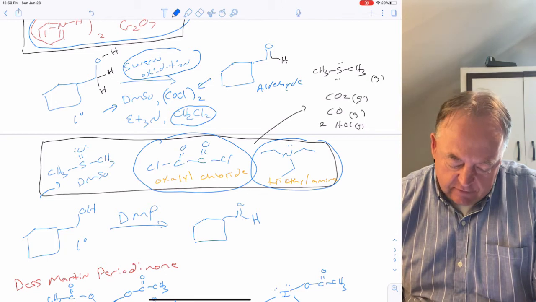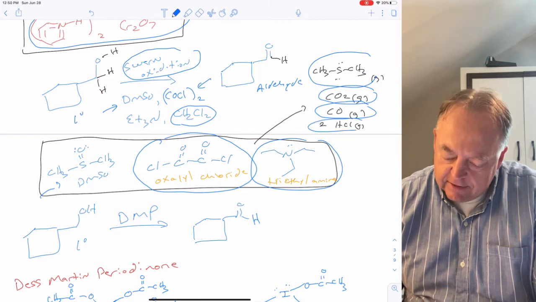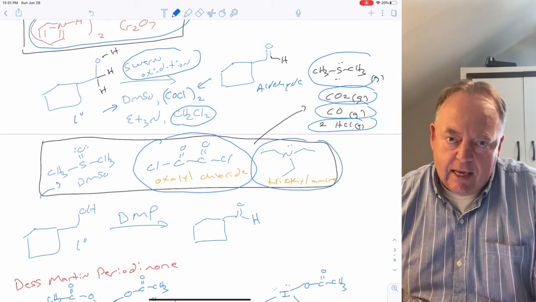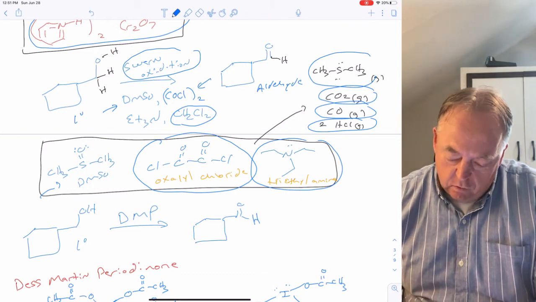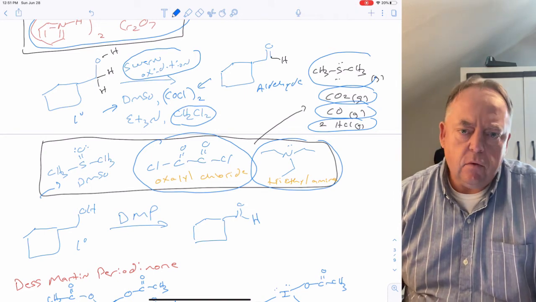The side products in this reaction: you make dimethyl sulfide, which is a gas, CO2, which is a gas, carbon monoxide, which is a gas, and 2 molecules of HCl. It's a very thermodynamically favored reaction because you make 1, 2, 3, 4, 5 gases in this reaction, so it's a highly favorable reaction.